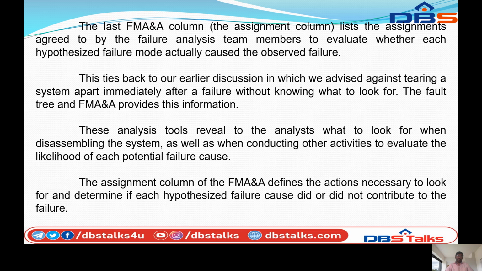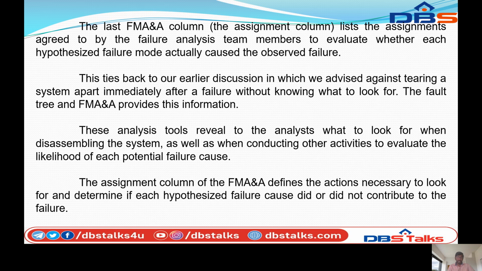This ties back to our early discussion in which we advised against tearing the system apart immediately after a failure without knowing what to look for. The fault tree and FMA provide this information. These analysis tools reveal to the analyst what to look for when disassembling the system, as well as when conducting other activities to evaluate the likelihood of each potential failure cause.